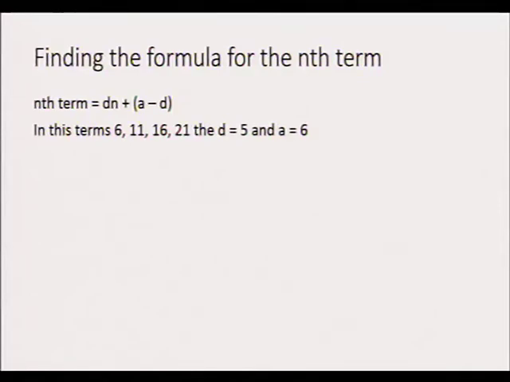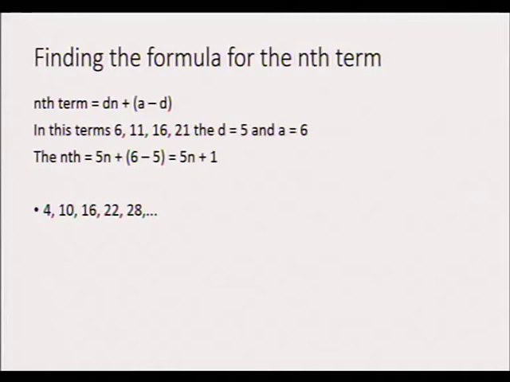So now when you have that, what does your nth term look like? The nth term is equal to 5n, the 5 is the number of increase, the d that we find, plus 6, which is now your first term, minus 5, which is d again. And when you solve that, you subtract 6 minus 5, which gives you 1. So your nth term will become 5n plus 1.